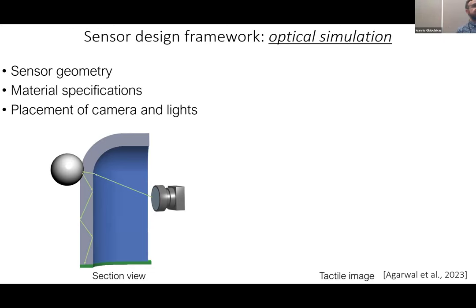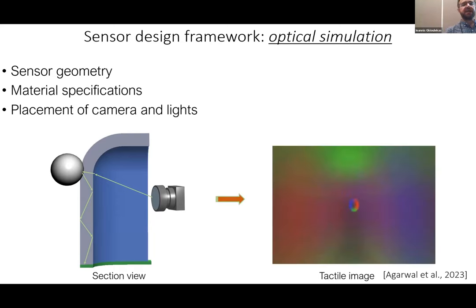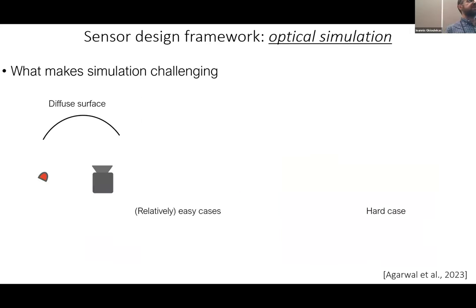Okay. All right, so we have this complex optical system that we're trying to optimize with respect to sensor geometry, material specification, placements of cameras and lights, and so on, and try to extract out of that very, very detailed tactile images. Now, why is this a hard rendering problem? When I get specific, I want to nail down exactly the kind of effect that is really hard for rendering algorithms to simulate. So we can think of different types of reflections that happen in scenes and classify them as relatively easy to deal with and relatively hard to deal with in rendering.